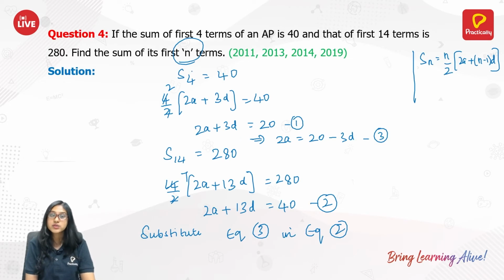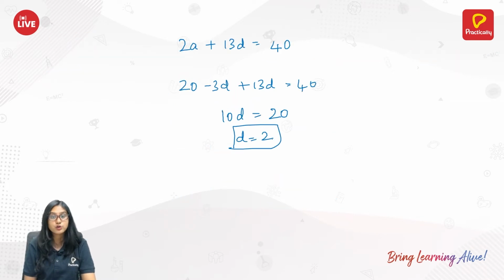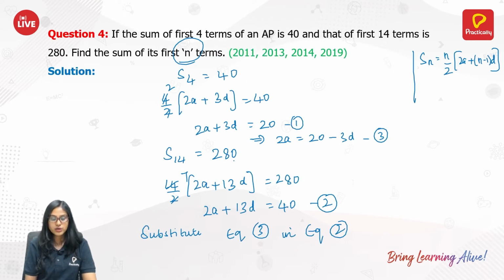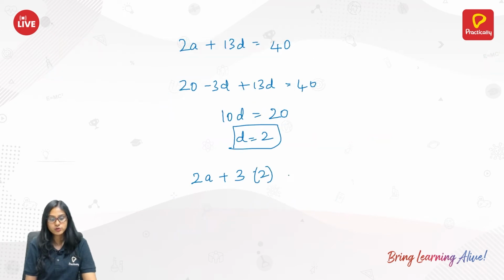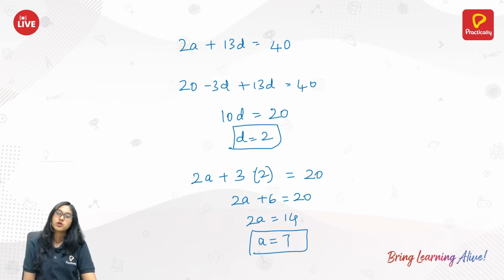What is asked? Sum of its first n terms. To find the sum of its first n terms, we should find the value of a as well. So substitute d equals 2 in any of the equations which we have formed, correct? So 2a plus 3 of d. What is d we got? 2. 3 of 2 equals 20. 2a plus 6 equals 20. 2a equals 14. a equals 7. Alright, we got the values of a and d.